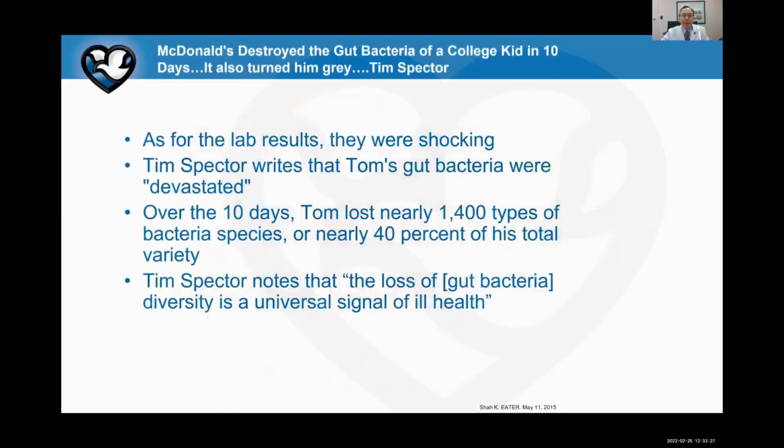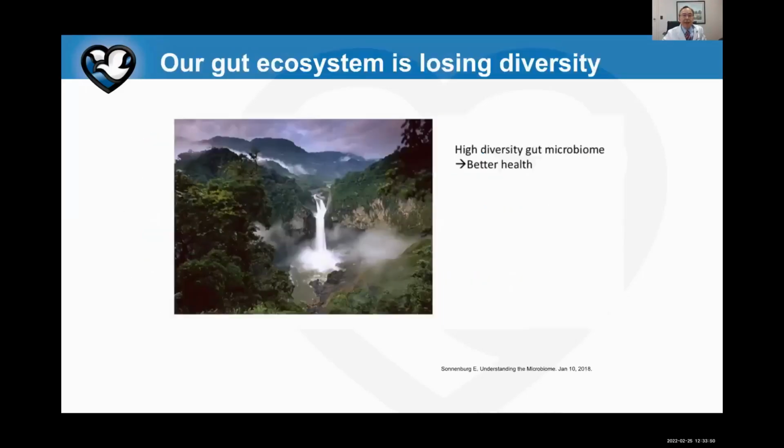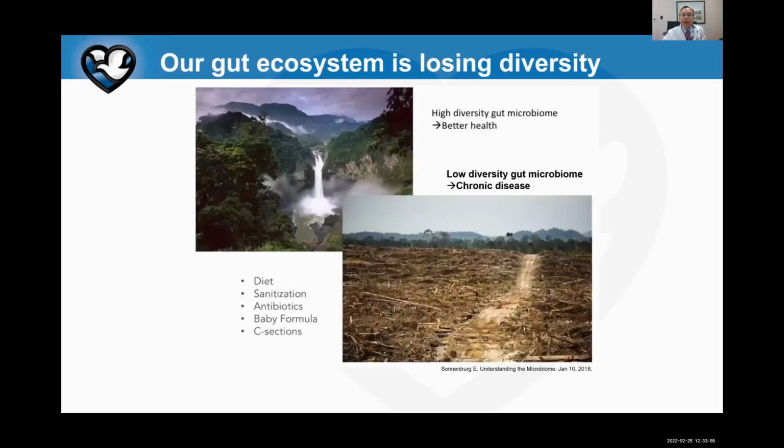And as the lab results returned, they were shocking. Tim wrote that his son's gut bacteria were devastated. Over the 10 days, Tom lost nearly 1,400 types of bacteria species, or nearly 40% of his total variety. And Tim Spector noted that the loss of gut bacteria diversity is a universal signal of ill health. So our gut ecosystem is losing diversity over a lifetime. High diversity, better health. Low diversity, chronic disease.